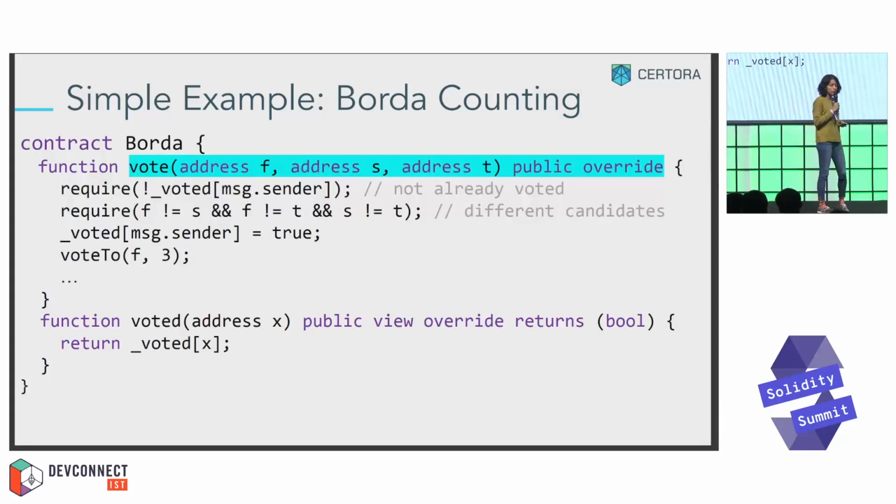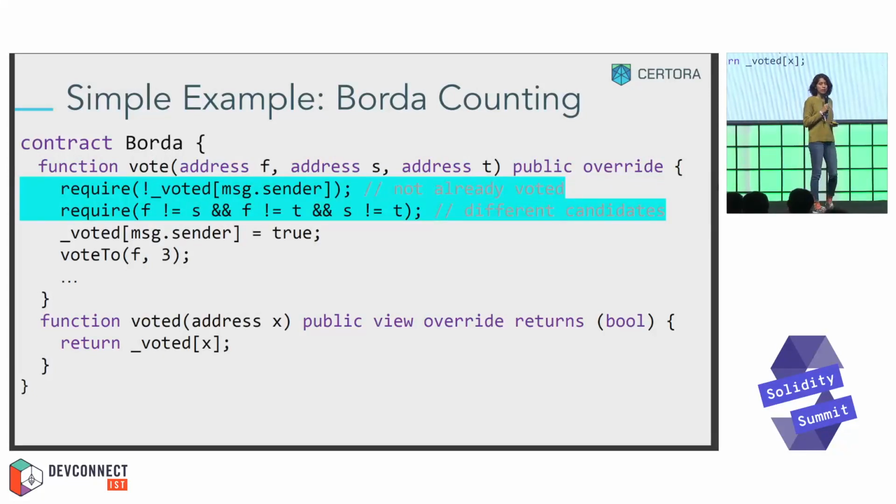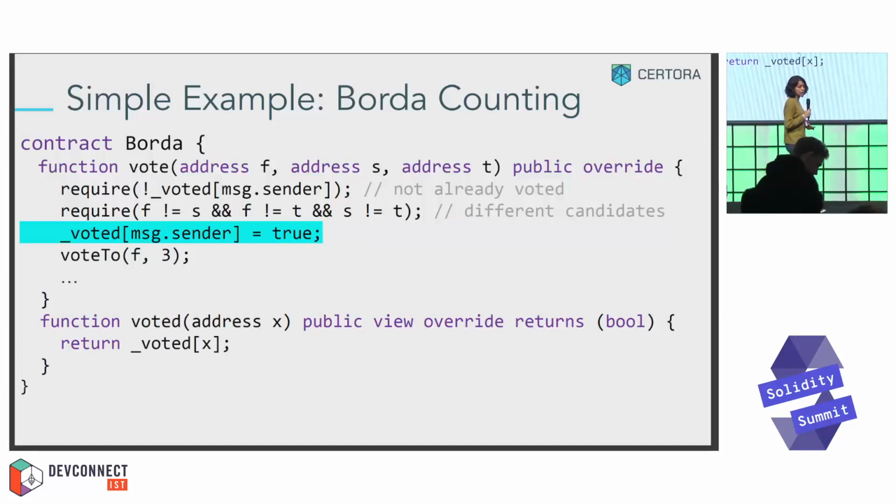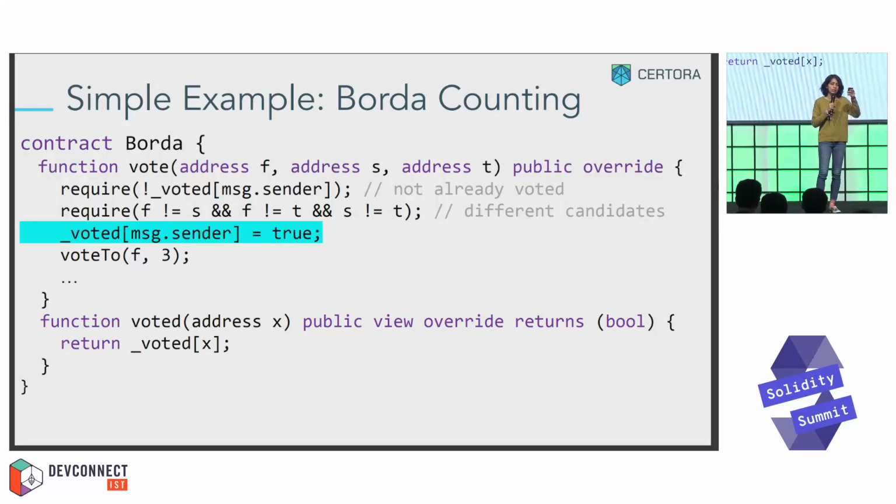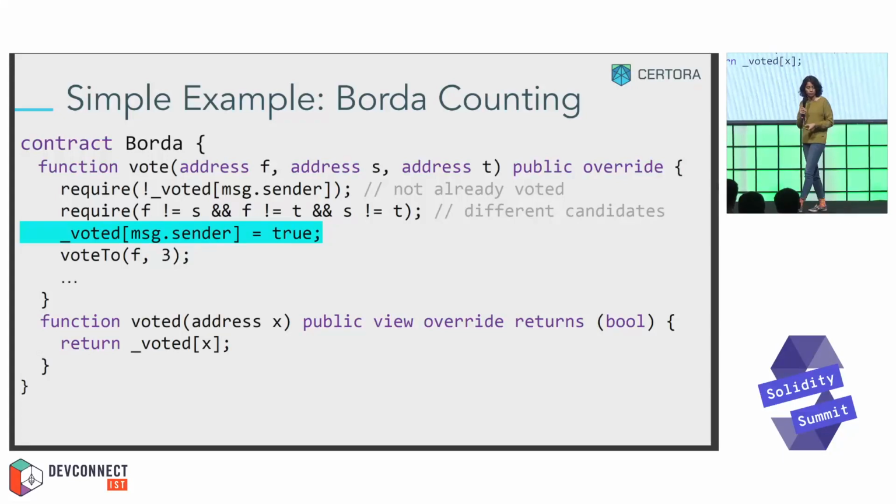So we have this method called vote, and vote basically takes 3 addresses, first, second, third, and it has some requires. The first require says that the message sender should not have already voted, and the second require says that the first, second, third addresses should all be different. Once we have those requires, we set the value of the voted field for message sender. So voted is an array, and we set the value for message sender to be true. And then we cast the vote. So the first address gets 3 votes, the second one gets 2, and so on.